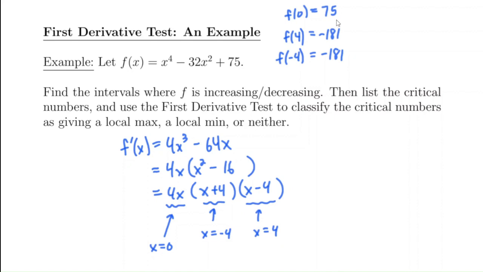So what we could say is that 75 is a local max and it occurs at 0. The way MyMathLab would say it is: the function has a local max f of blank equals blank, and you'd have to put f of 0 equals 75. And it would say the function f has a local min f of blank equals blank, and you'd say f of 4 equals -181, and also f of -4 equals -181.